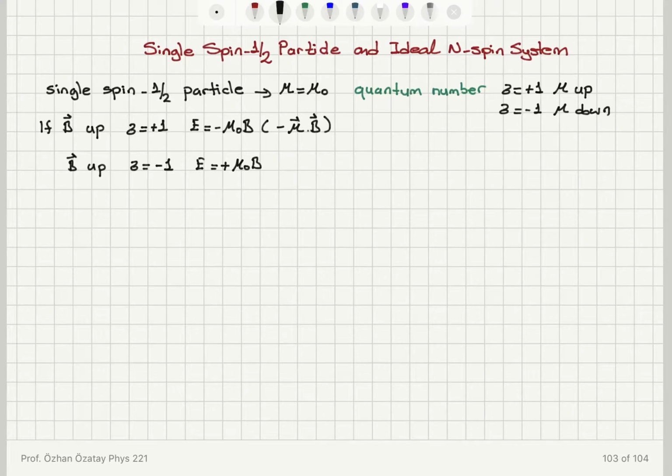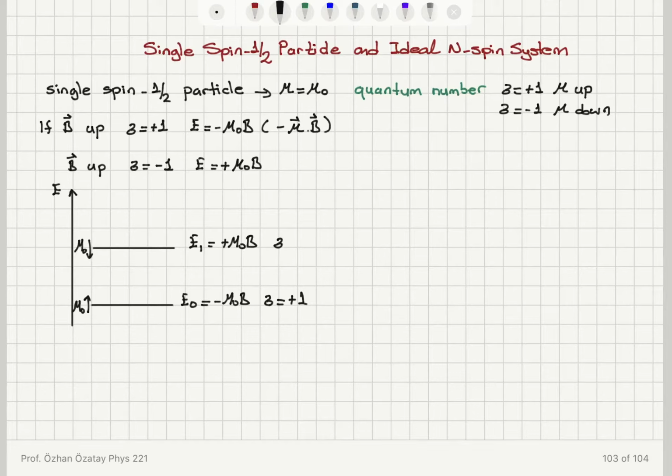So if I show this on an energy level diagram, here is the energy of the system, and there are two possible quantum states. One quantum state has magnetic moment mu 0 pointing up. The corresponding energy is minus mu 0 B when the quantum number sigma is +1. And if the magnetic moment is pointing down, the corresponding energy is plus mu 0 B, higher than the previous one, and the corresponding quantum number is -1. And once again, this is true when the external magnetic field we're applying is pointing in the up direction.